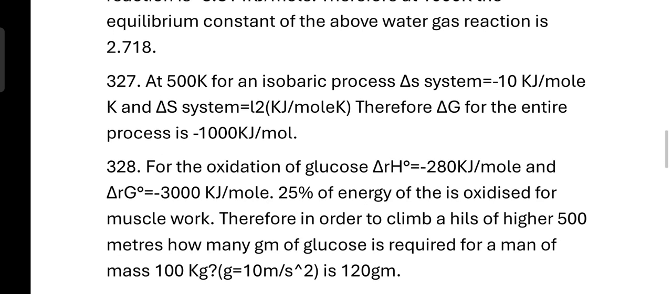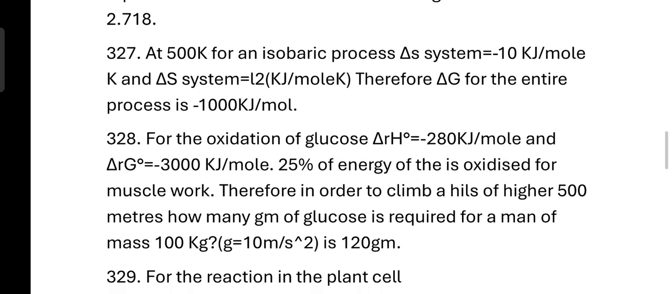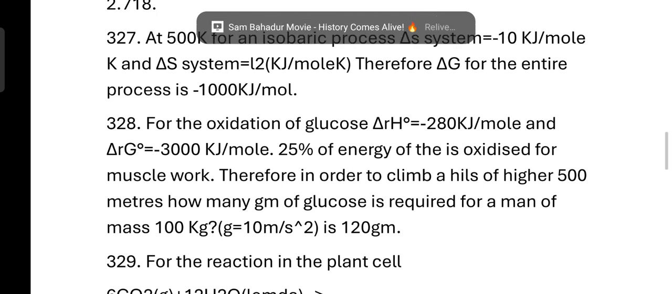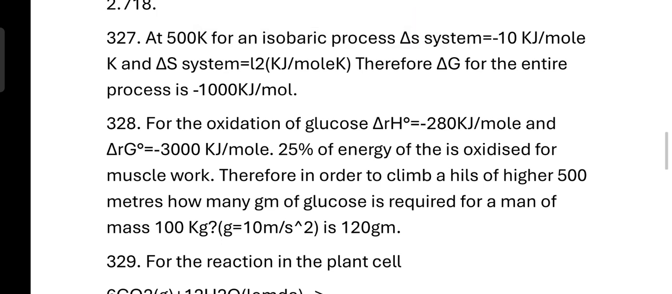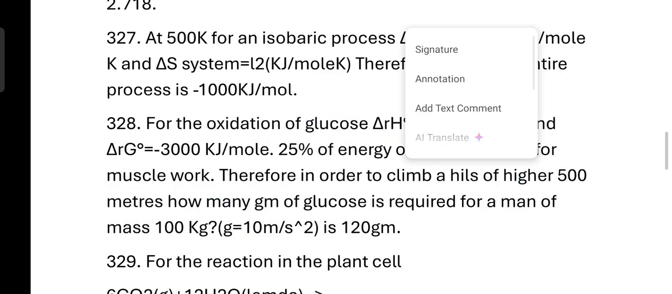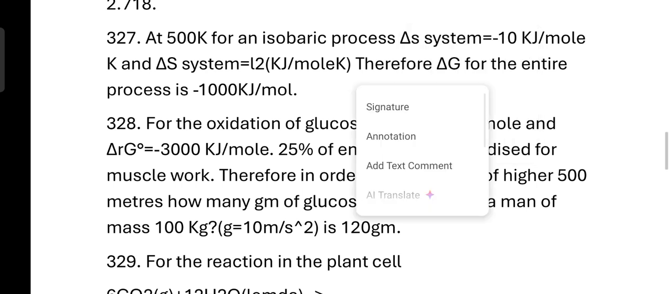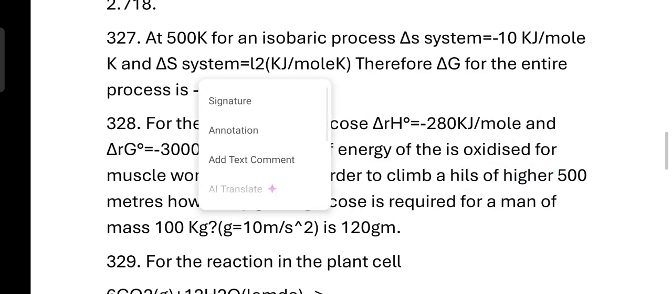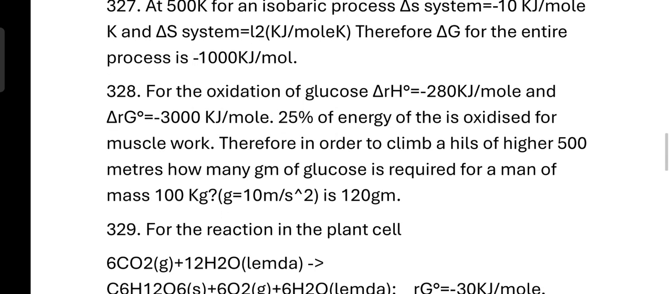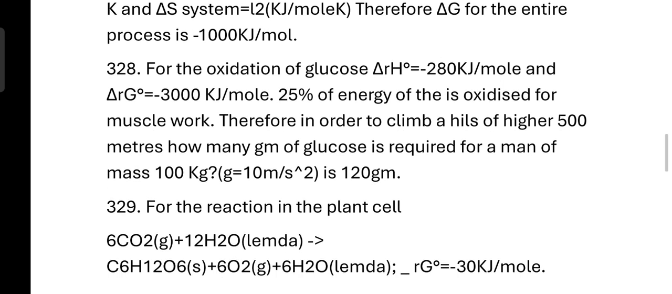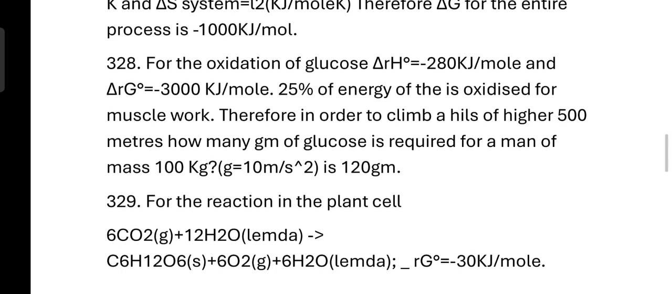At 500 K, for an isobaric process, delta S system is equal to minus 10 kJ per mole K and delta S surroundings is equal to 12 kJ per mole K. Therefore, delta G for the entire process is minus 1000 kJ per mole.